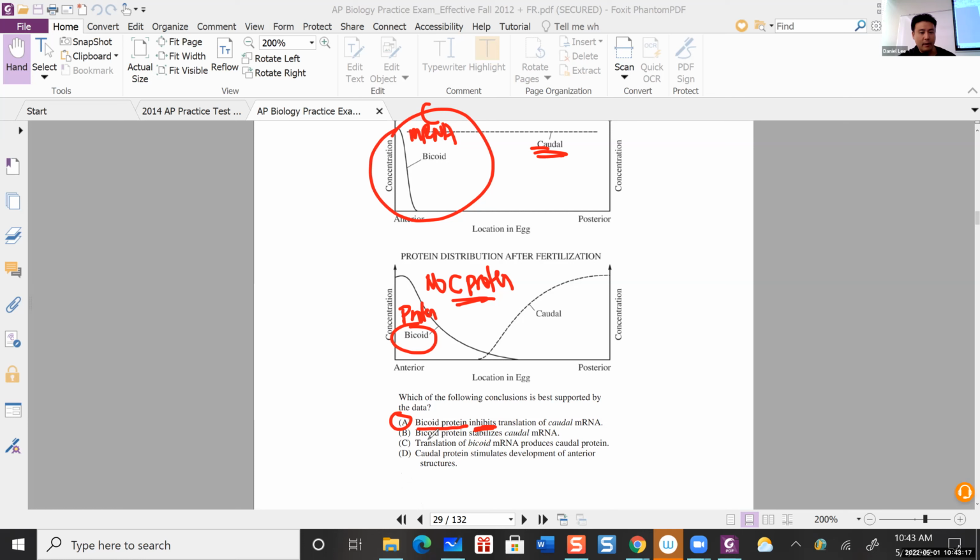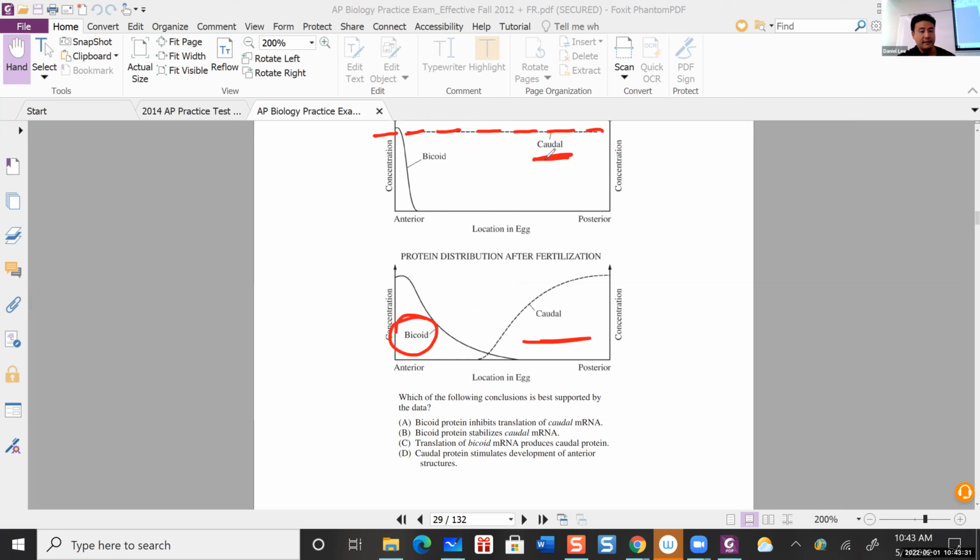The second one is not true. If the bicoid protein stabilized the caudal mRNA, the caudal mRNA would be relevant to whether you have the bicoid protein or not. But it's a constant level. So B is actually a false statement according to the data. So you kind of have to read it a few times.